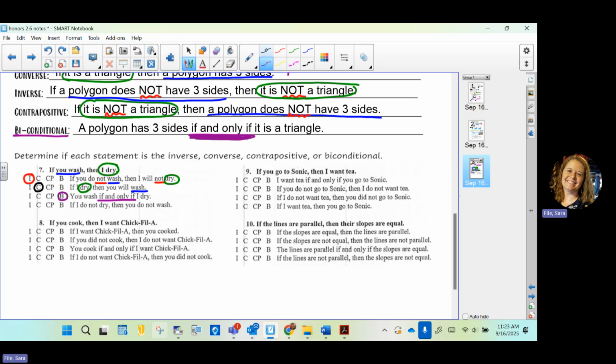Okay, and then last but not least, it's got to be the contrapositive, but let's double check it. If I do not dry, so we moved dry to the beginning and negated it, and we moved wash to the end and negated it. So we switched the order and negated. That is contrapositive. Okay, so you try those others. I'll post the key with them done, but that's what you're doing here. You're trying to make sure you can identify the difference in an inverse, converse, contrapositive, and biconditional.